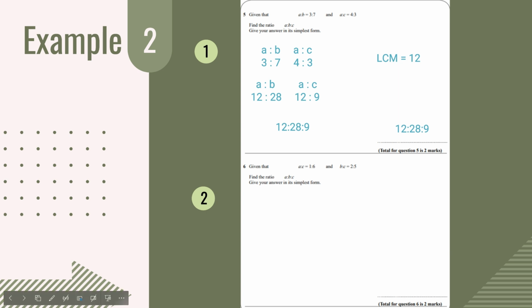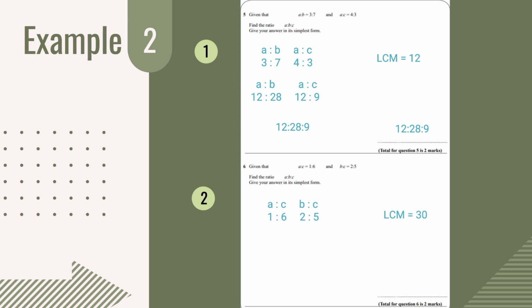In our second question, given that A to C is 1 to 6 and B to C is 2 to 5, find the ratio of A to B to C, and give your answer in its simplest form. So first we write it down, and now we need to find the lowest common multiple of C, which is 30, because 6 times 5 equals 30.